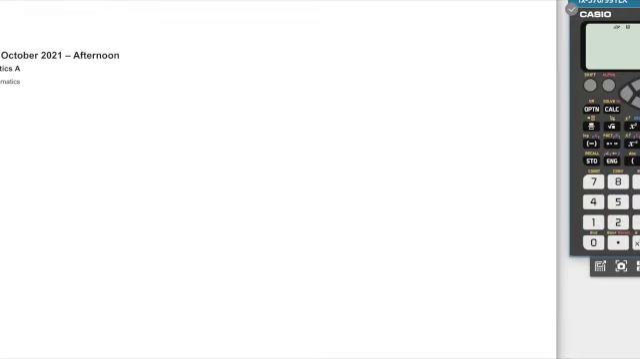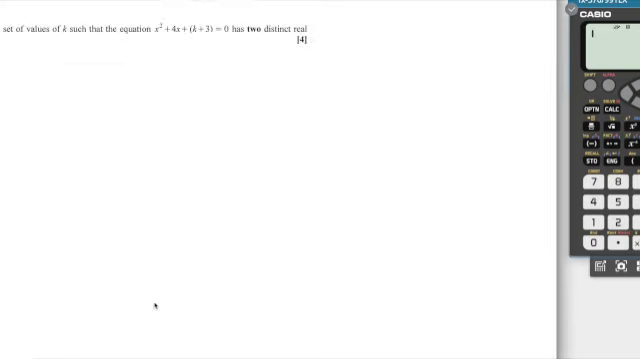A-level paper from October 2021. This is paper 1, so we've just got pure maths. As ever, we start with our formula sheet and then straight into question 1.